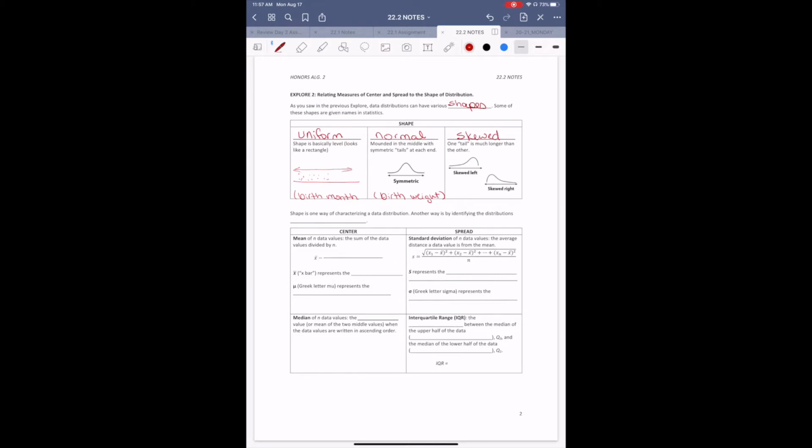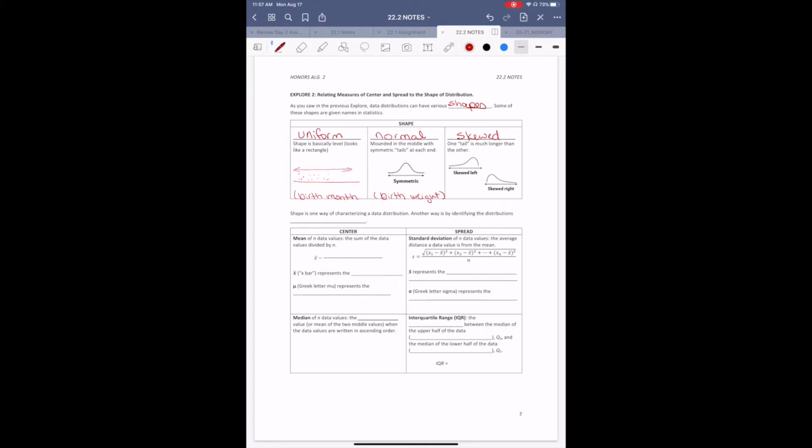Now, in this case, you have to look at where your mound is. The outlier data is what creates our tail, and this is the direction in which we say the data is skewed. So in this example, the tail is to the left, which means it is skewed left. In this example, we have our mound to the left and the outlier to the right, which means our data is skewed right.